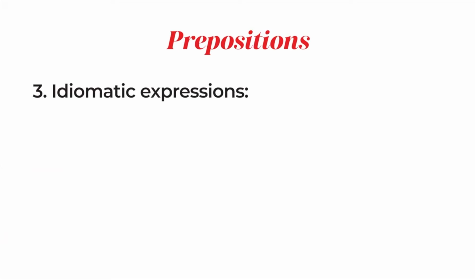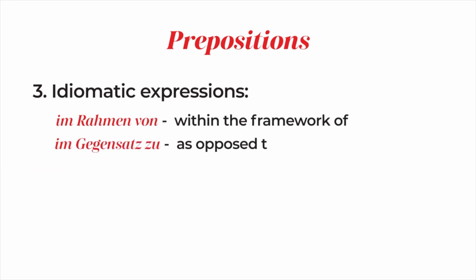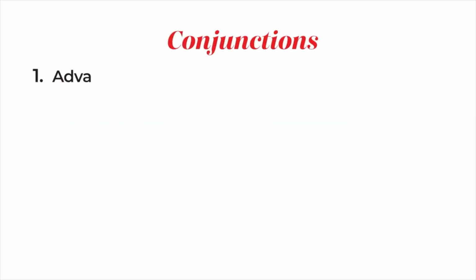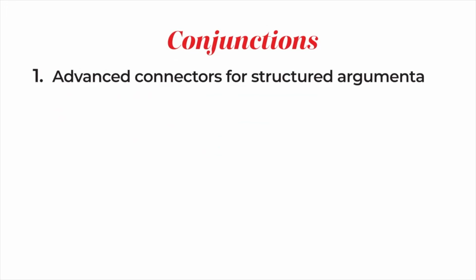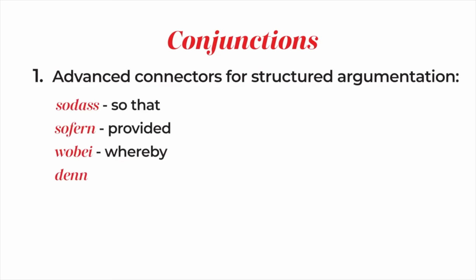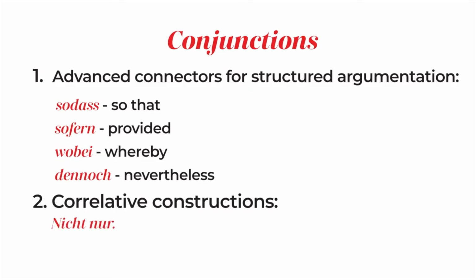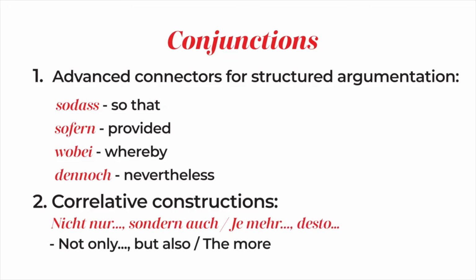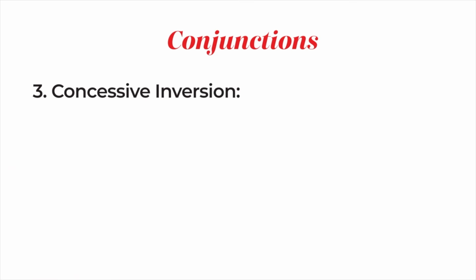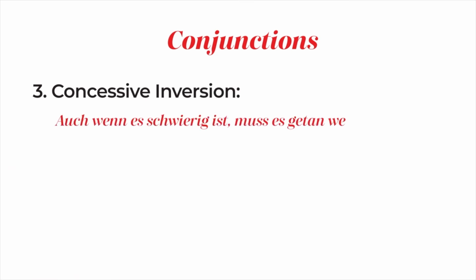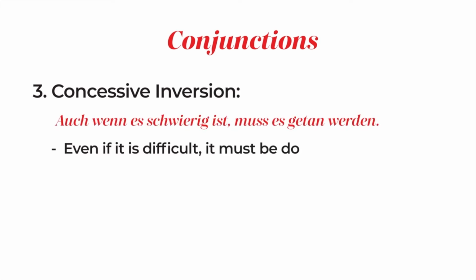Idiomatic expressions such as im Rahmen von, in the frame of, im Gegensatz zu, as opposed to, zur Verfügung stehen, to be available. Conjunctions, advanced connectors for structured argumentation. So dass, so that. Sofern, provided. Wobei, whereby, dennoch, nevertheless. Correlative constructions, nicht nur, sondern auch, je mehr, desto, not only, but also, the more, the. Concessive inversion, auch wenn es schwierig ist, muss es getan werden. Even if it is difficult, it must be done.